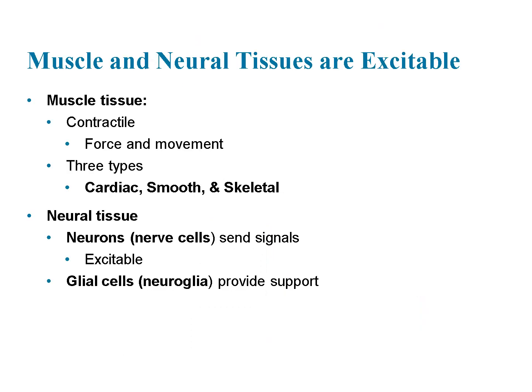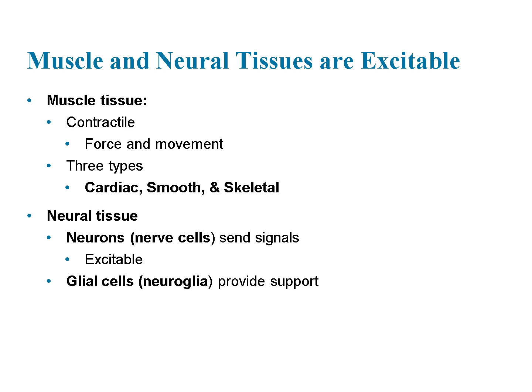Let's talk about muscle and neural tissues, the excitable tissues that keep our bodies moving and communicating. Muscle tissue is all about contraction, which means it generates force and allows movement. There are three main types: cardiac muscle, which makes your heart beat; smooth muscle, which is found in places like your digestive tract; and skeletal muscle, which helps move your bones.